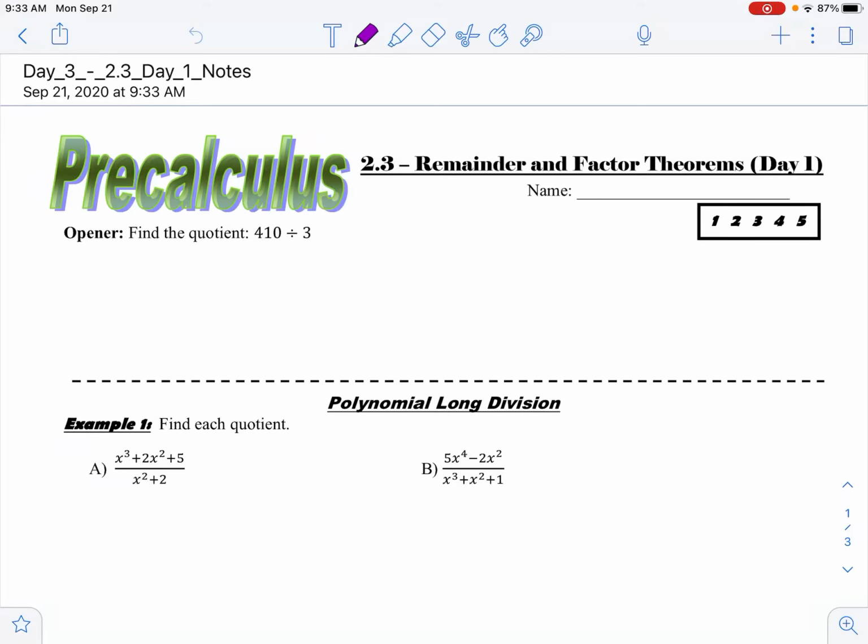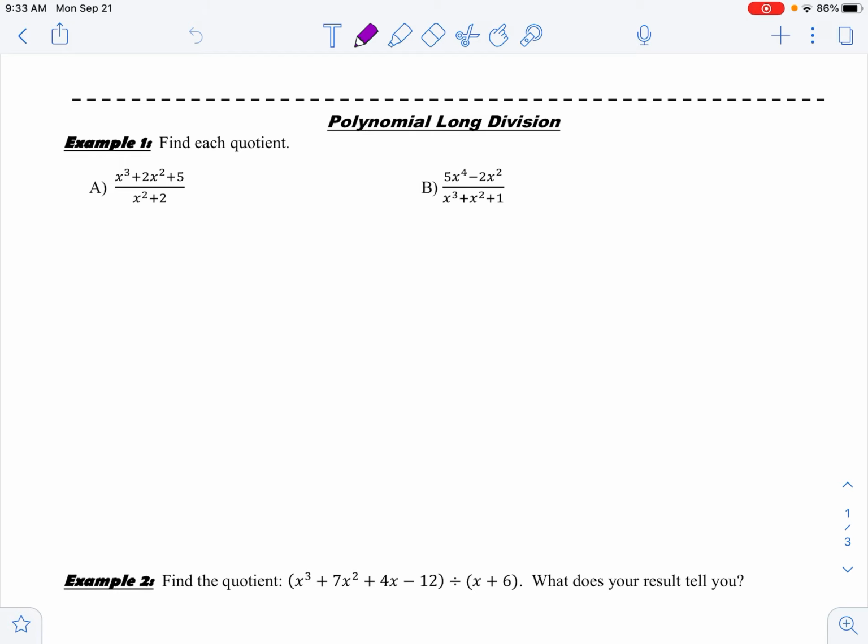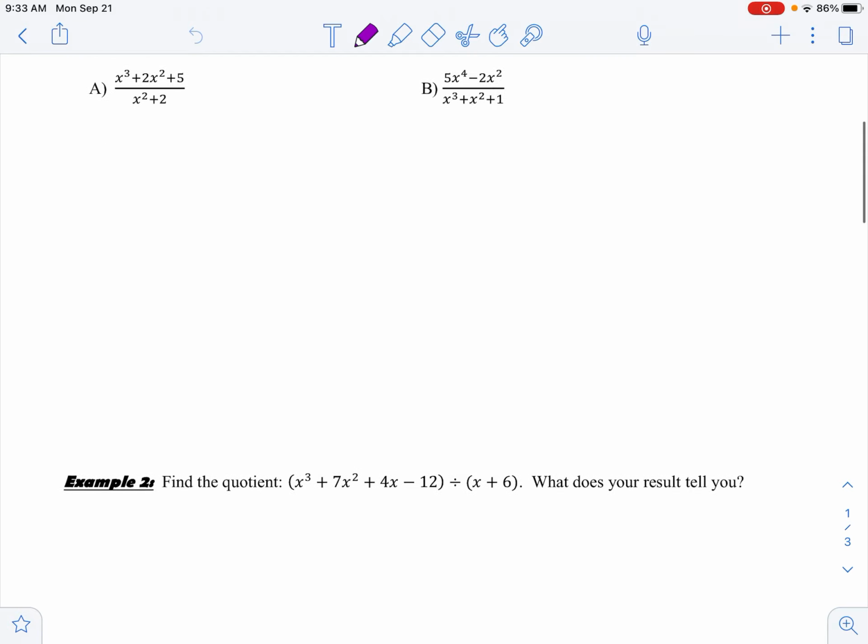All right, so today's notes are 2.3 remainder and factor theorems, and we're on day 1. If you browse through the notes that we're doing today, you're going to start with an opener, which you could do on your own. Then we're going to do polynomial long division, which is not new. You've done it. You might have struggled, but we're going to try to help you not struggle anymore.